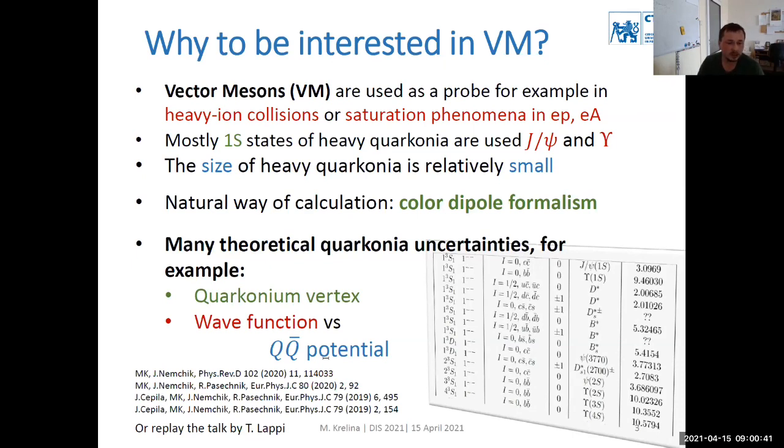However, there are many uncertainties. Apart from the dipole orientation, there are many more, like the choice of your quarkonium vertex, or the choice of your wave functions, specifically what QQ-bar potential you use. Those uncertainties are also significant, but you can find them, for example, in other papers, and it's not the subject of this talk. Also, there are other interesting topics in this area, like NLO calculation. You can see or replay the talk by Tomas.